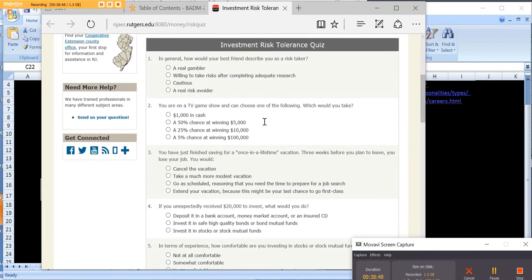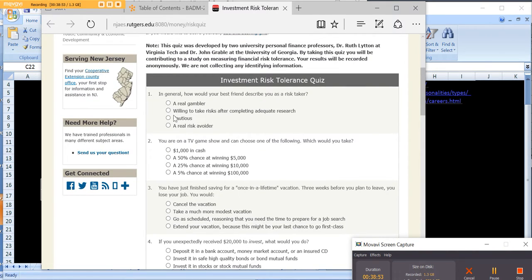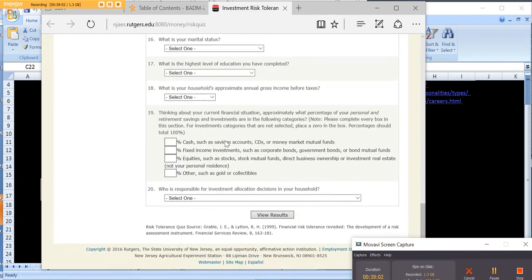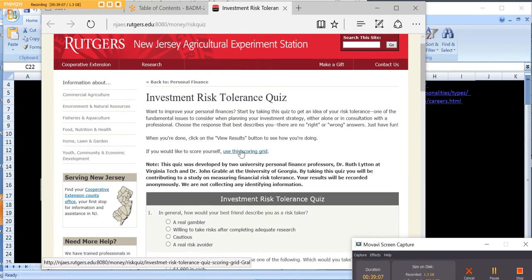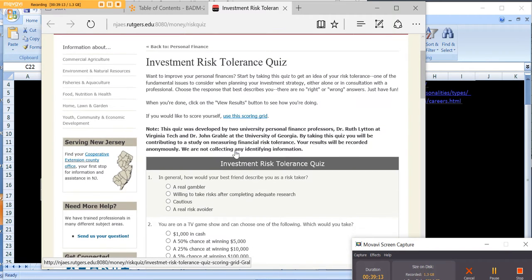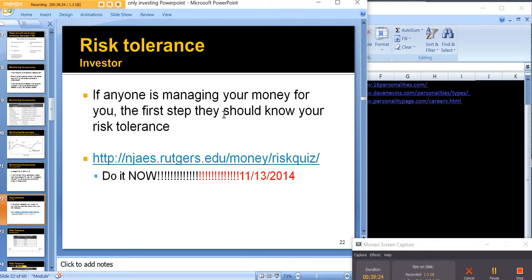Now, in the last couple classes, we've been okay to take it online. But if too many people are trying to take it at the same time, what ends up happening is it freezes up and it won't work. If that's the case, you can go down here and, if you hit view results, you can download it, or use this scoring grid and a paper copy to complete this. So go ahead right now and take this investment risk tolerance quiz. Go ahead and hit pause on the video, and we'll talk about that when you get back.